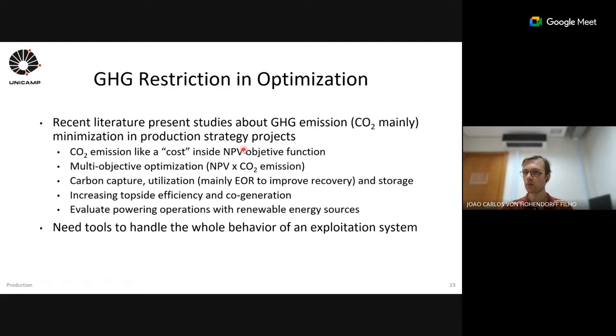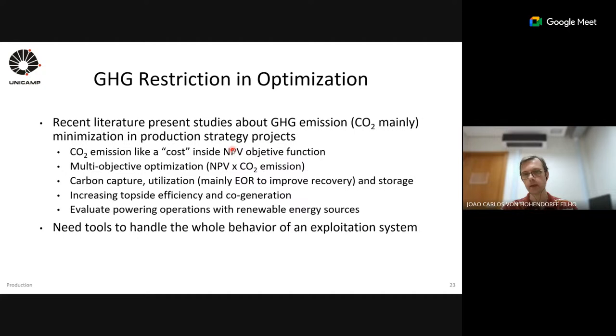And the idea is to consider the CO2 generated by each project strategy, and you need to try to maximize the net present value considering these. It's like a penalty from the objective function. Okay.